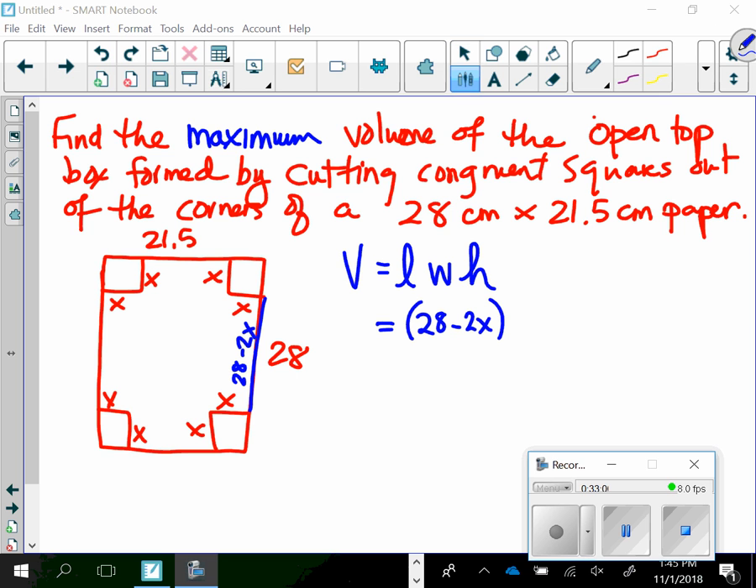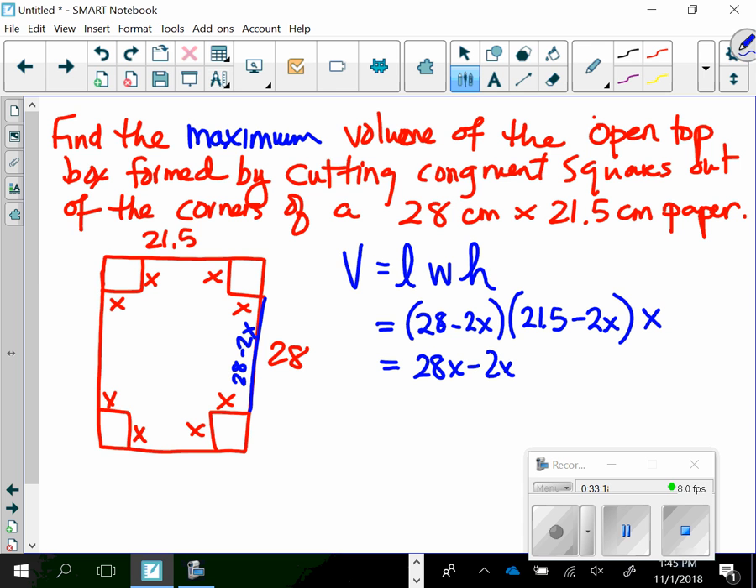Width, so that's what? 21.5 minus 2x. And what's your height? x, because that's the folded up part. Oh, yikes, it had to be 21.5, right? I'm going to multiply my x by this and then FOIL. Trying to do this efficiently.